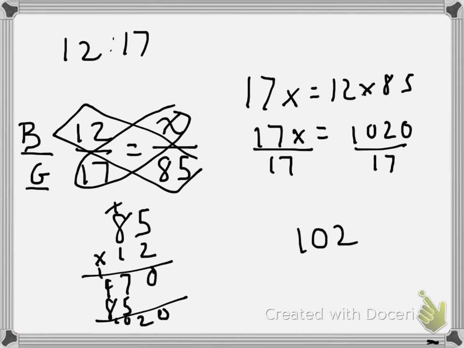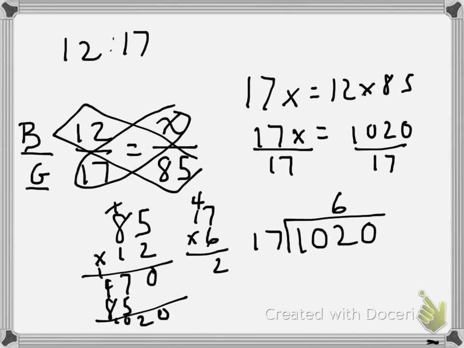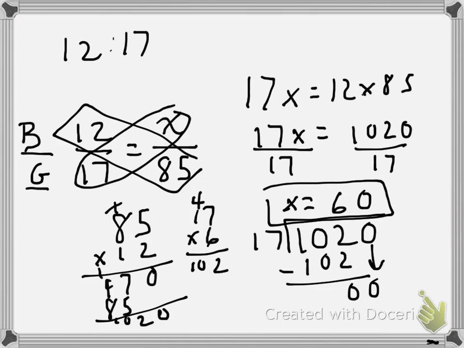So we have 1020 divided by 17. This can go in 6 times. 17 times 6. 6 times 7 is 42, carry a 4. 6 times 1 is 6. 7, 8, 9, 10. That's 102. Subtract and we get 0. Bring down the 0. And even though it's 0, 17 goes into 0 0 times. So therefore, for this one, x is going to equal 60. So there would be 60 boys in the class.